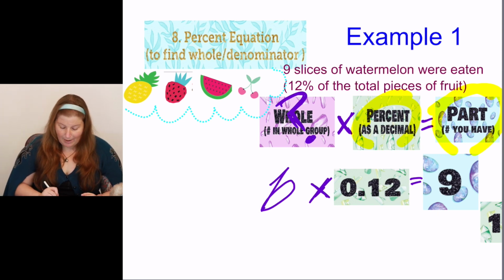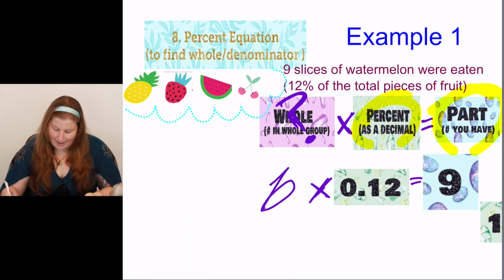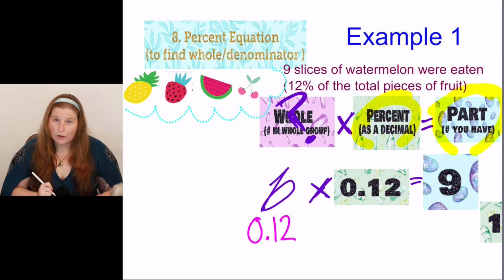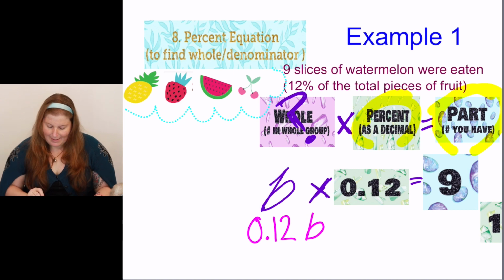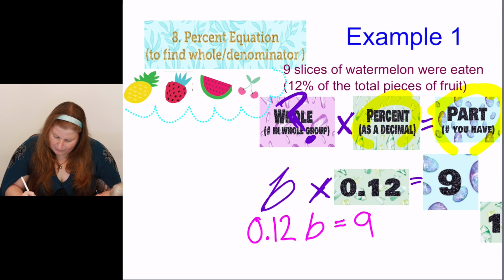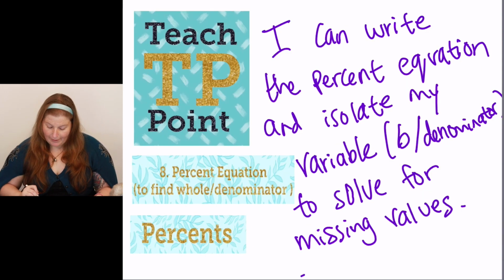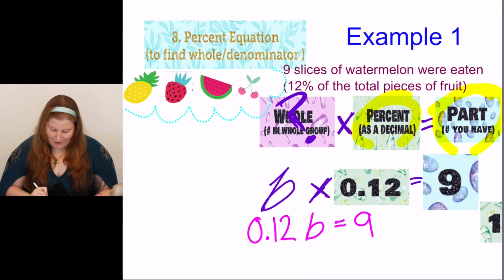I could also rewrite this equation right here as 0.12 or 12 hundredths b, because that means 12 hundredths times b is equal to 9. Going back to my teach point, my goal is to isolate the variable b. Let's see how I can isolate b in this equation.